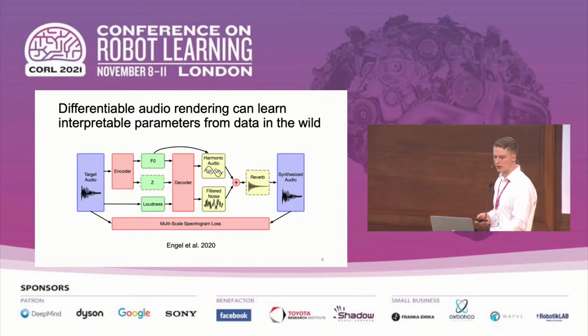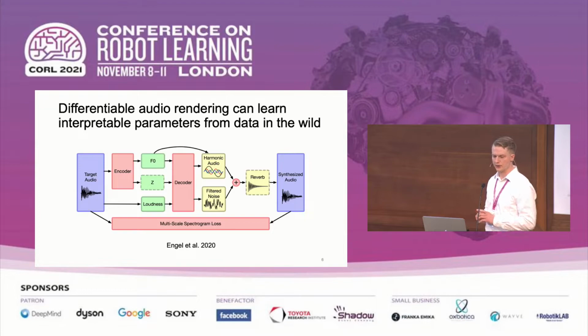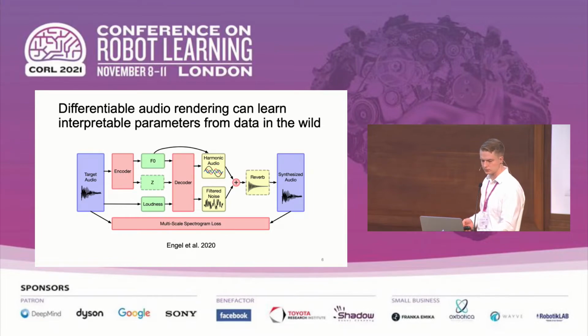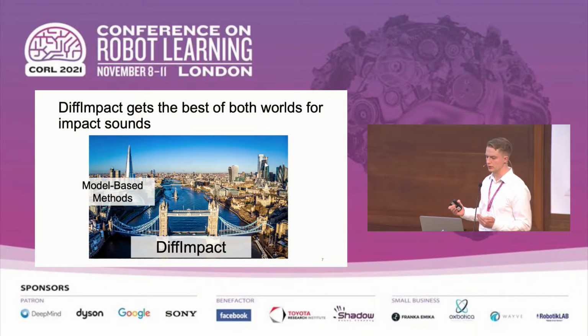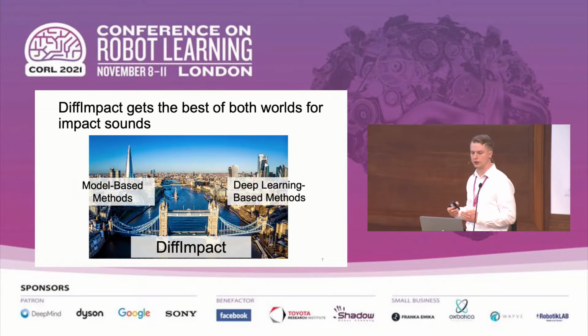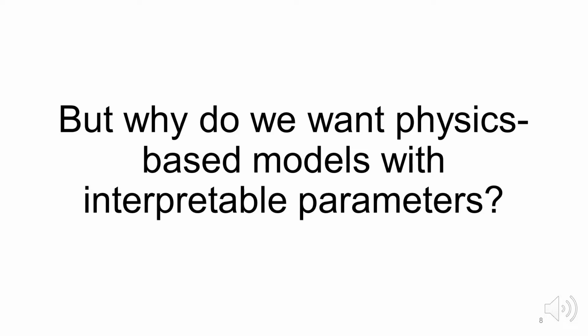More recently, in 2020, a team at Google debuted DDSP, a differentiable audio renderer designed for musical instrument sounds, which they showed could learn interpretable parameters from data in the wild. But these parameters were relevant to music and not as relevant to the physical properties of rigid objects evident from impact sounds. Diff Impact brings the advantages of differentiable rendering to impact sounds, using the techniques of model-based methods to achieve sample efficiency and physically interpretable and transferable parameters, yet being fully differentiable to learn from data in the wild like deep learning-based methods.